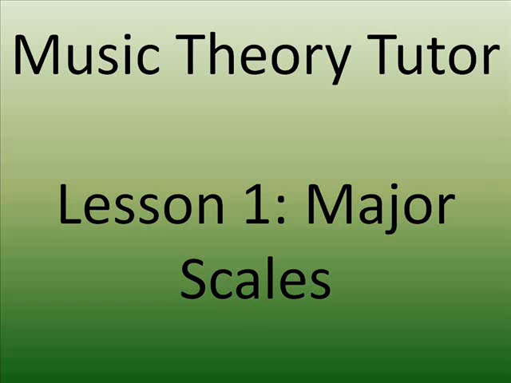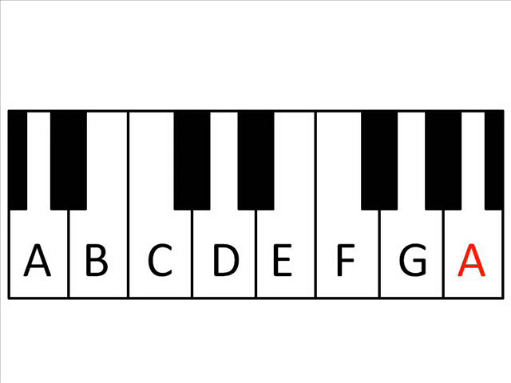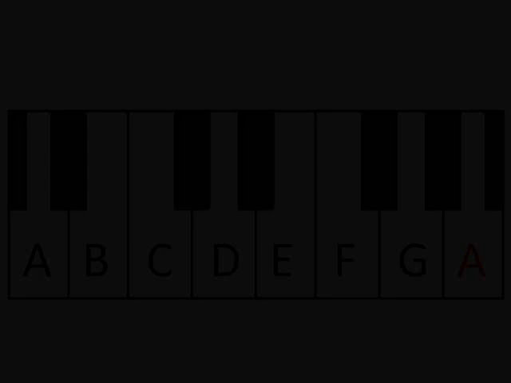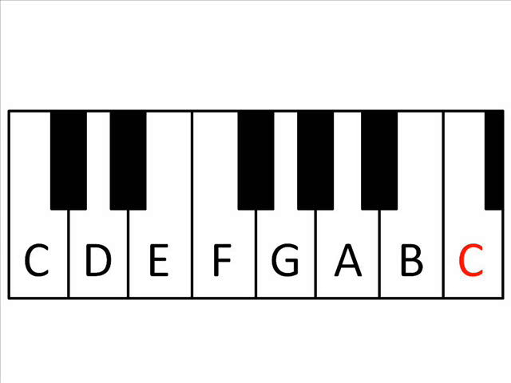I am your tutor. Lesson 1 is the major scale on the keyboard. Music is based on the letters A through G. After you get to G, you start over and go back to A. I'm going to start off by showing you C to C on the piano keyboard. Here we see the notes C, D, E, F, G, start over at A, B, and C.